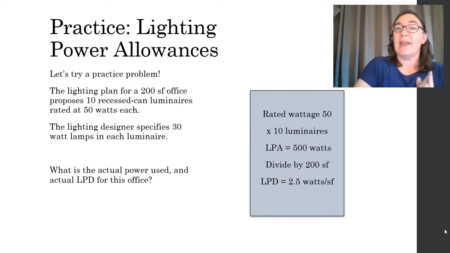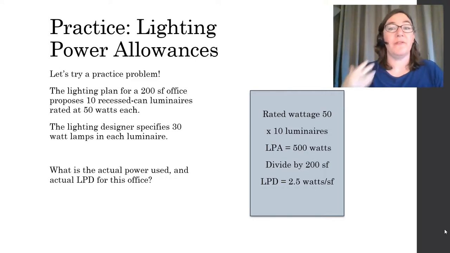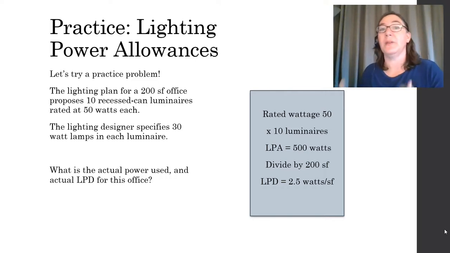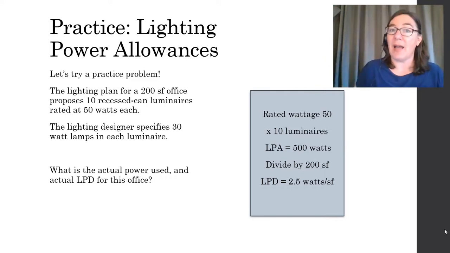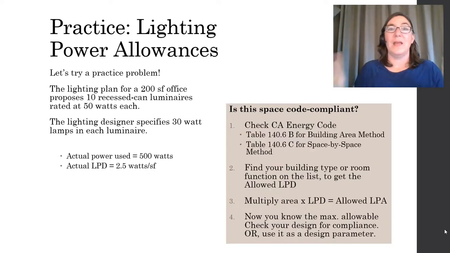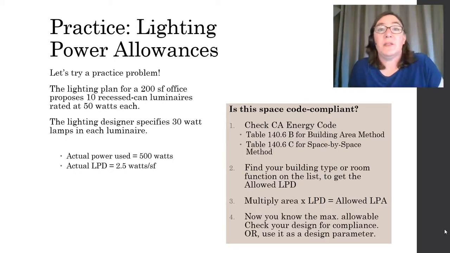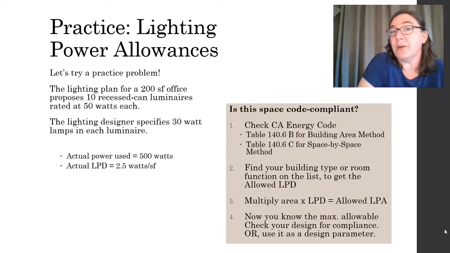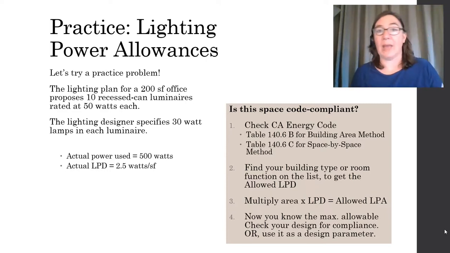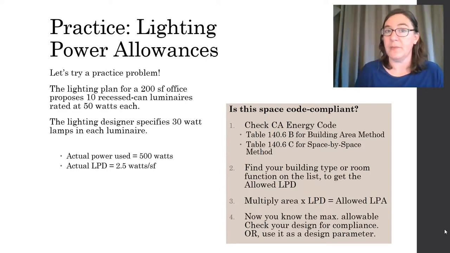So at a rated wattage, a power use of 50 watts, multiplied by 10 luminaires, the actual power used in this room is going to be 500 watts. All right. Then you would divide that by the area of the room, 200 square feet, and you'd get an actual lighting power density of 2.5 watts per square foot. How'd you do? The next step is to check, is this space code compliant? We have these numbers, but are we actually allowed to proceed with this design?